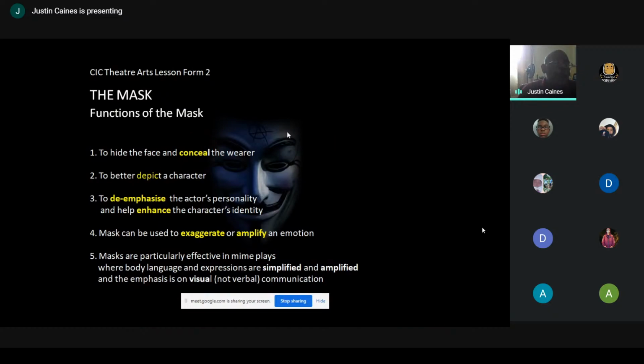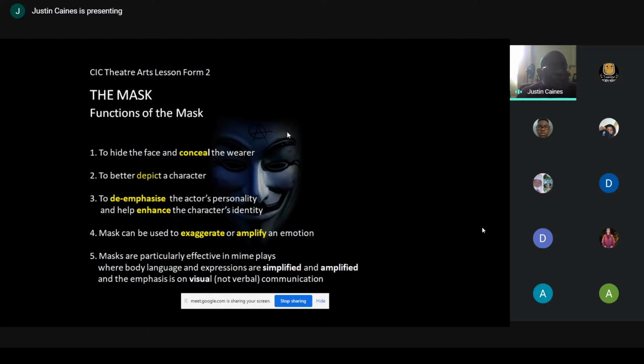Anyway, functions of the mask. Of course, the simplest thing a mask does is hide your face. That's what masks are for. But as you have seen in terms of the Greek theater and so on, it helps you bring the character out. It's to better depict the character, whether he's angry, annoyed, surprised, shocked, whatever. So, in hiding your face and bringing out the character, you de-emphasize the personality of the actor, whoever it is, and you big up the character, sort of.